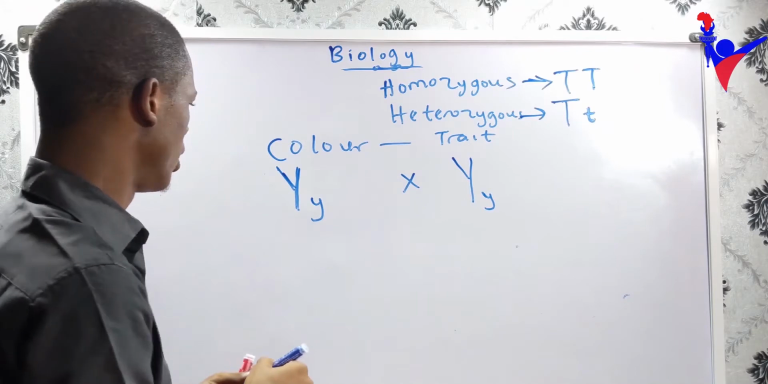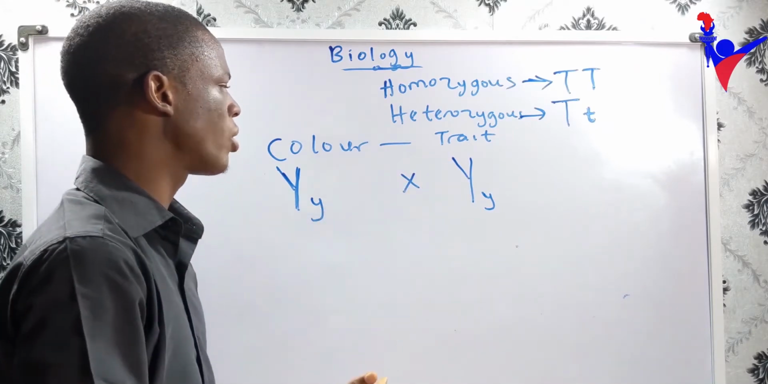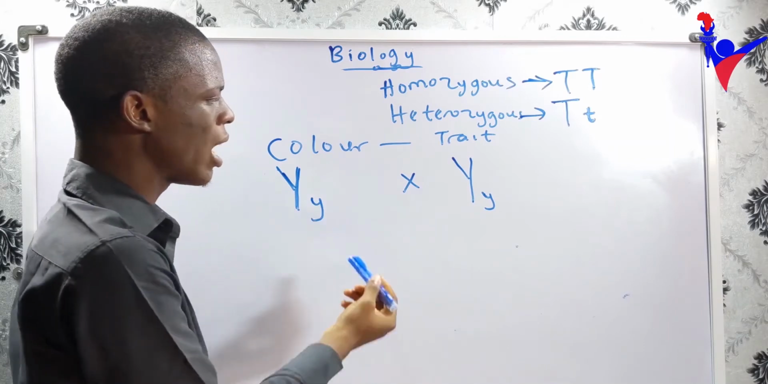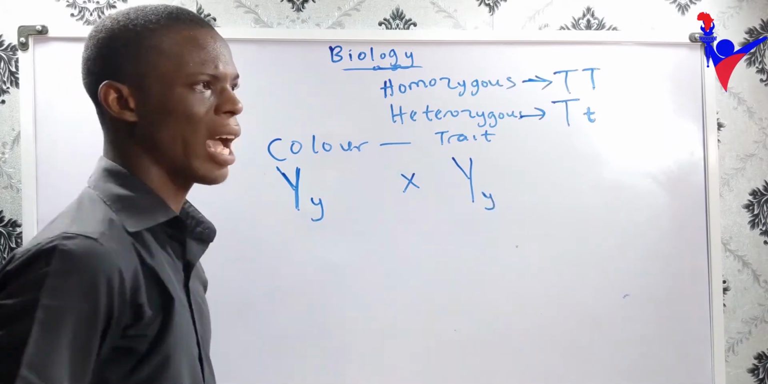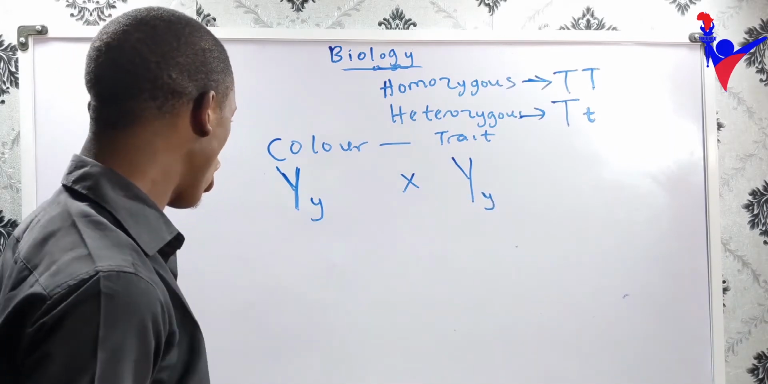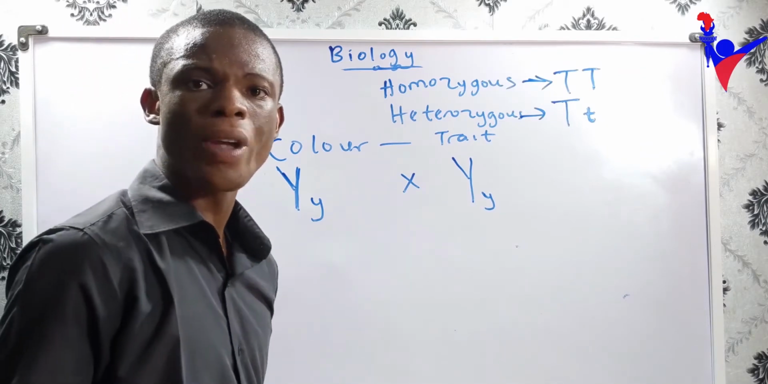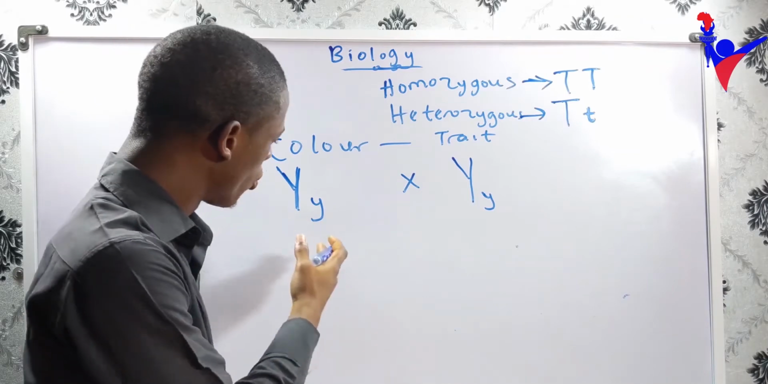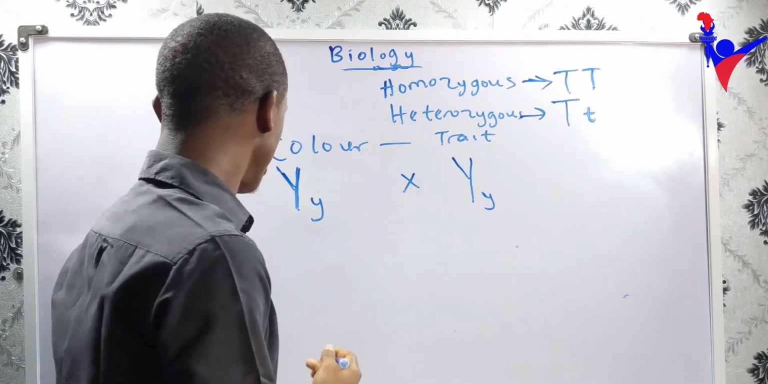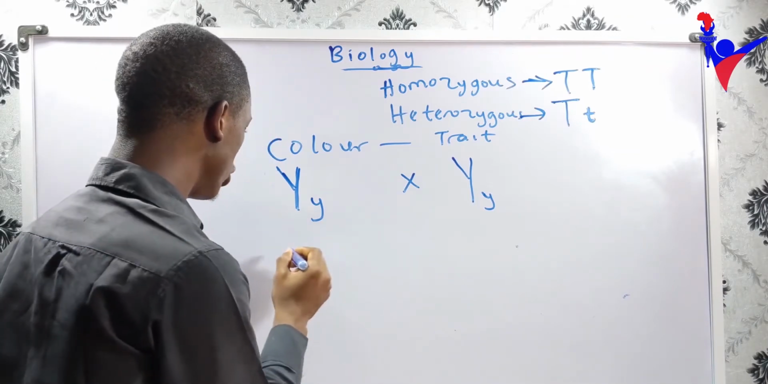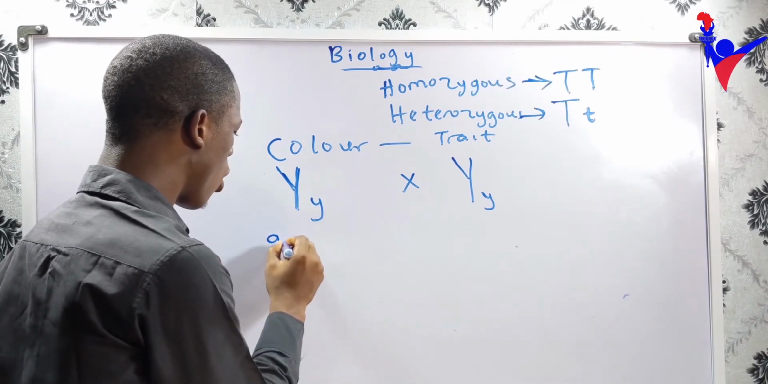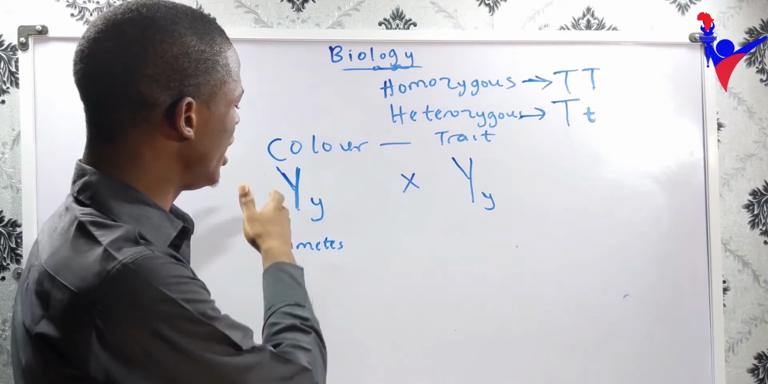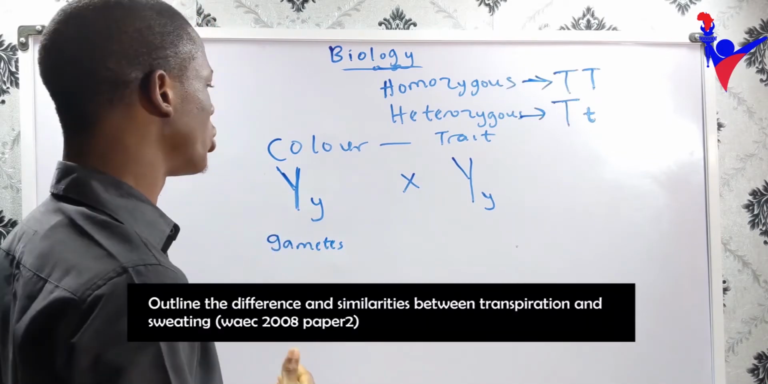You have to write out the traits that you are crossing. So we have a heterozygous yellow plant and another heterozygous yellow plant. The next thing, and this is where most students make mistakes, is that you write out what we call the gametes. The gametes are the next thing that you should write out.